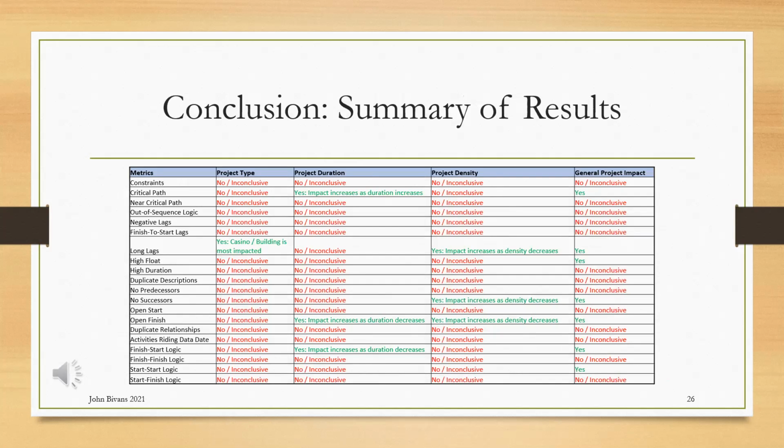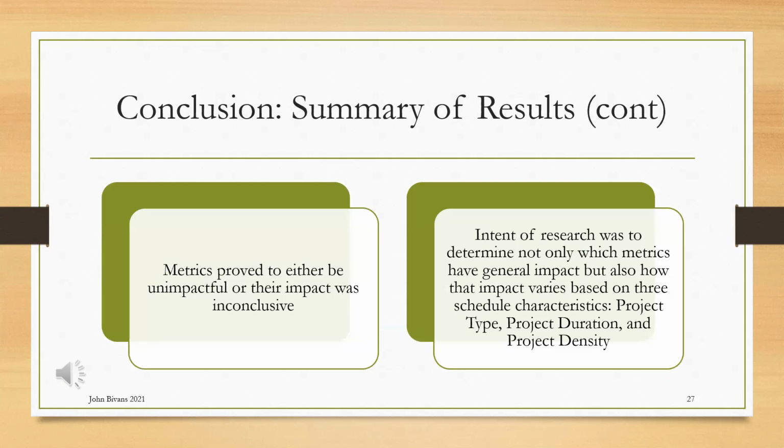The following table represents a summary of the results of the evaluation. It should be noted that several metrics proved to either be unimpactful or their impact was inconclusive. Additionally, it should be noted that the intent of the research was to determine not only which metrics have a general impact, but also how that impact varies based on 3 distinct schedule characteristics, those being project type, project duration, and the number of activities within a project schedule, referred to in this case as the project's density.